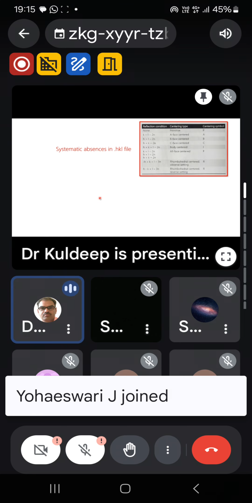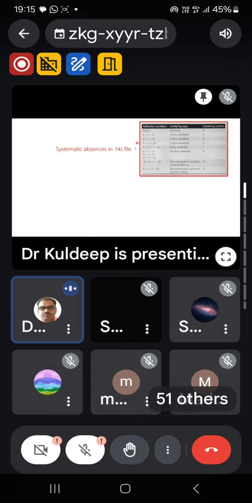And then come to the systematic absences. There are some conditions. Suppose your cell is primitive, then there is no condition. h plus k plus l can take any value. And A, B, and C centering are the three types of centering. If k plus l is equal to 2n, then it's A face centering. And if all face centered, then all the Miller indices h plus k, k plus l, h plus l are equal to 2n. And there are some other conditions for other lattices also.